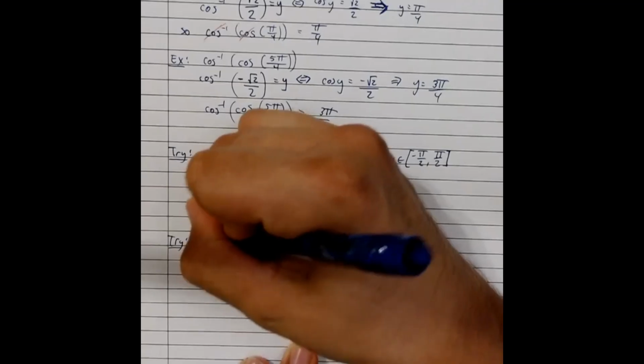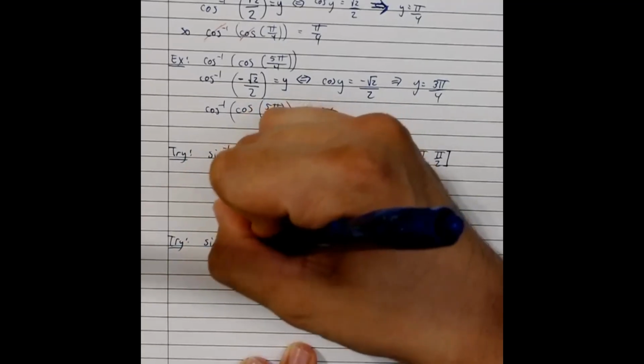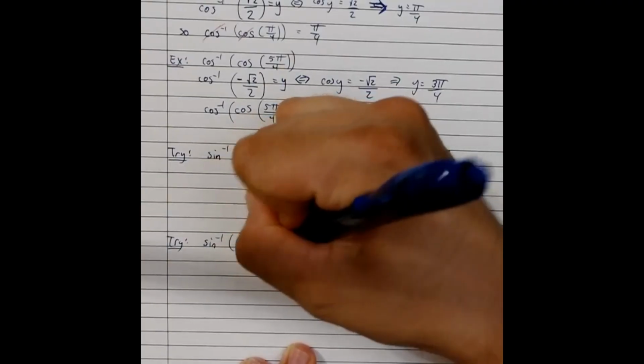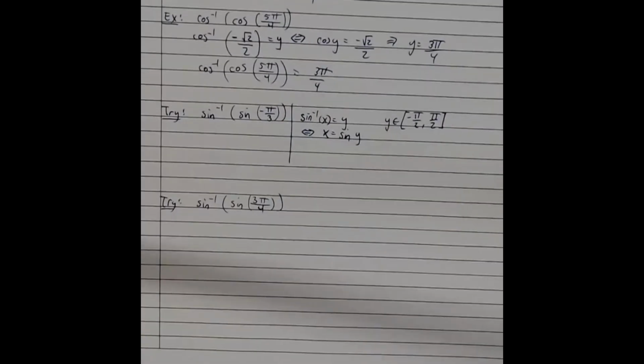Let's take the sine inverse of the sine of, let's say, 3 pi over 4. All right. Go ahead and give both of those a try, and pause the video now. And once you get an answer, go ahead and unpause, and we'll finish it off together.